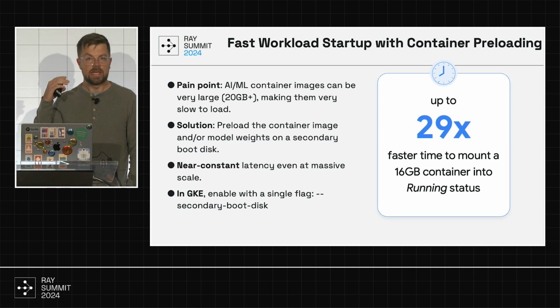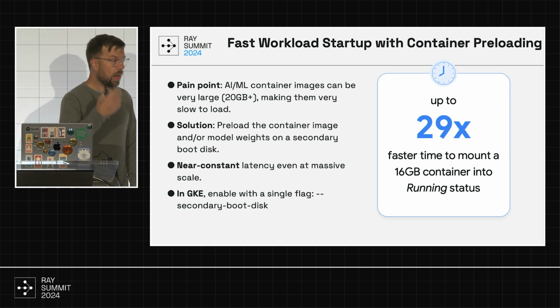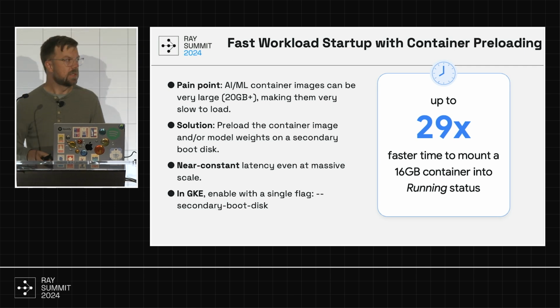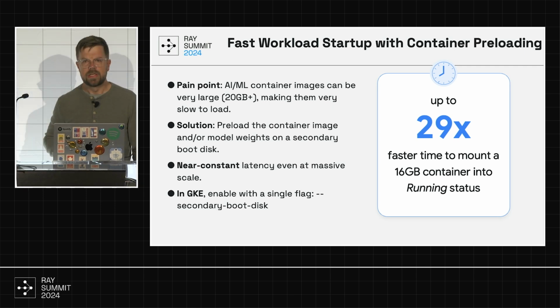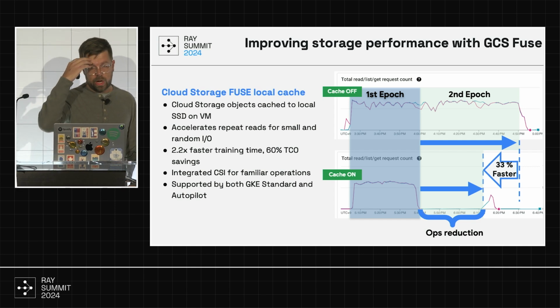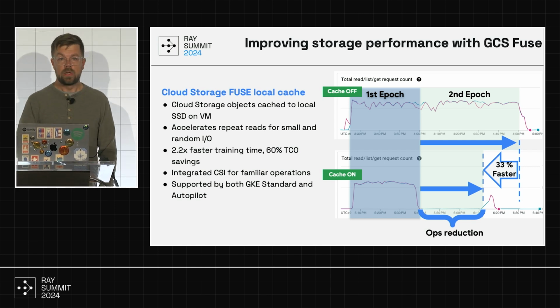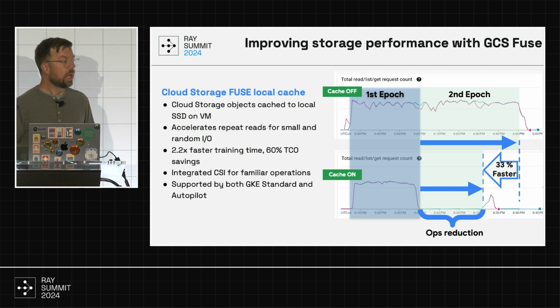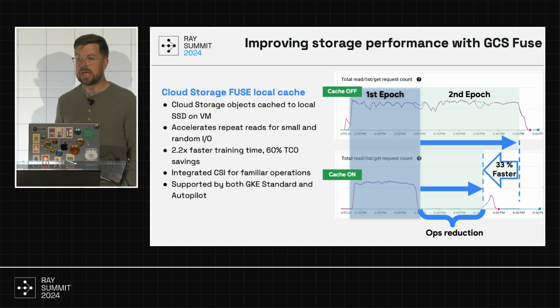And we've seen great examples of customers who have seen upwards of 29x improvements in startup performance with things like 15 to 20 gigabyte or 16 gigabyte container images. So that's one way in which we're helping to improve performance, and we've seen that pretty consistently across a number of talks this week.